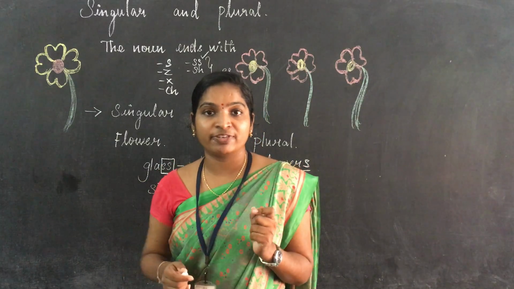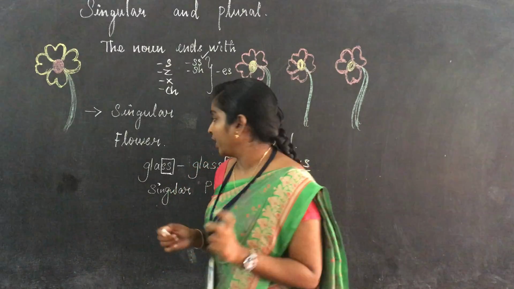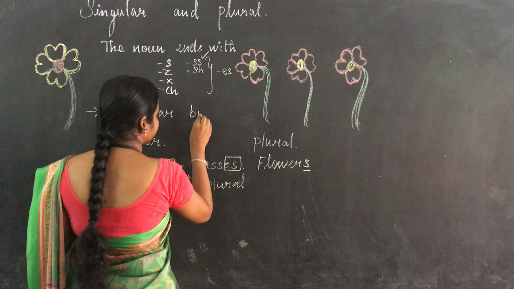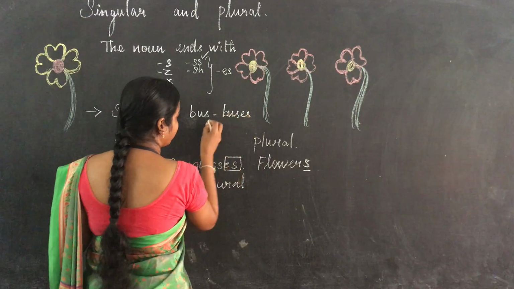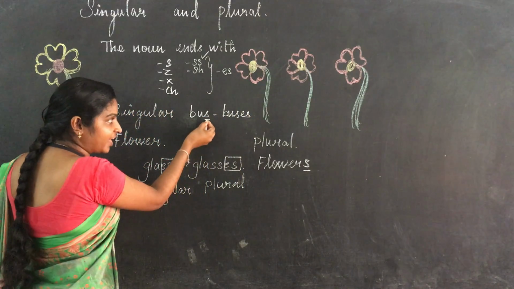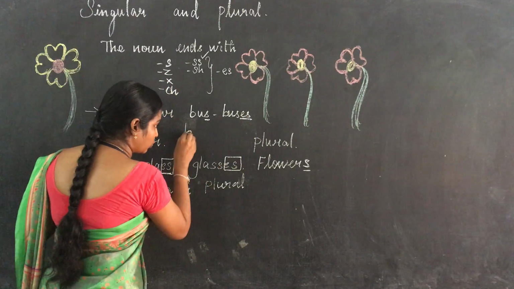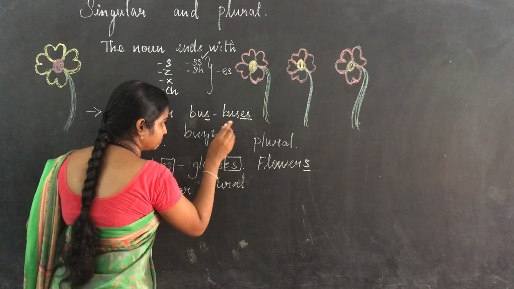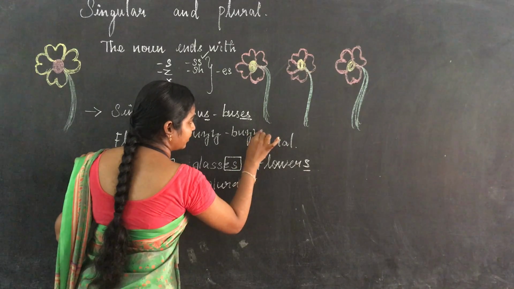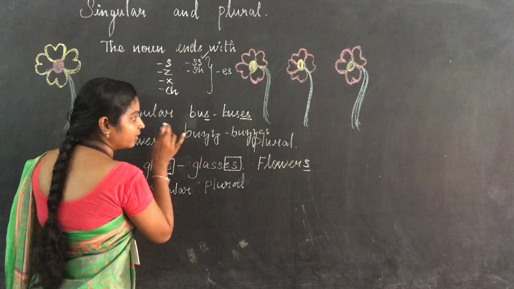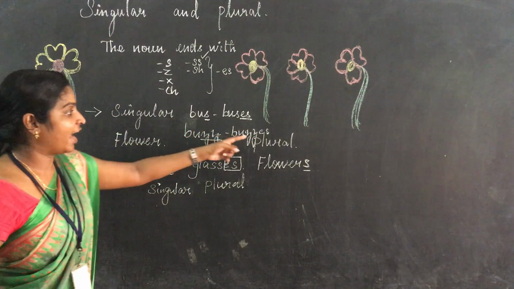And then for the first example, s alone. If you take bus, here buses. The noun ends with s, we have to add es. The pronunciation is also bus, and we add es: buzz-es. If the noun ends with z or ss, we have to add es.